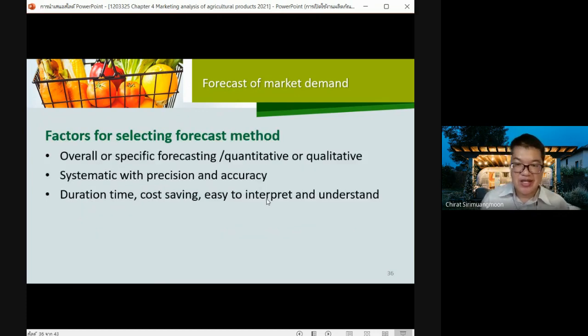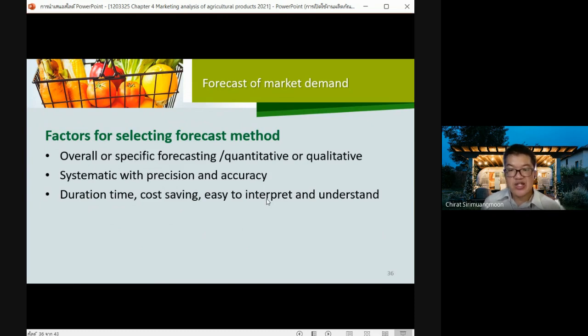Okay. Next one, we also have the factors for selecting the forecast method. So the question is, what is the choice or what is the factor that you need to think about to select the methods for forecasting?